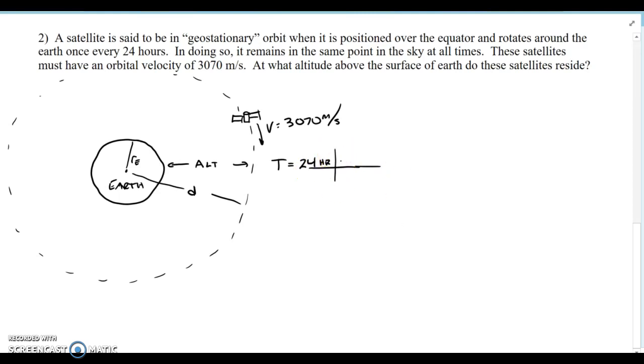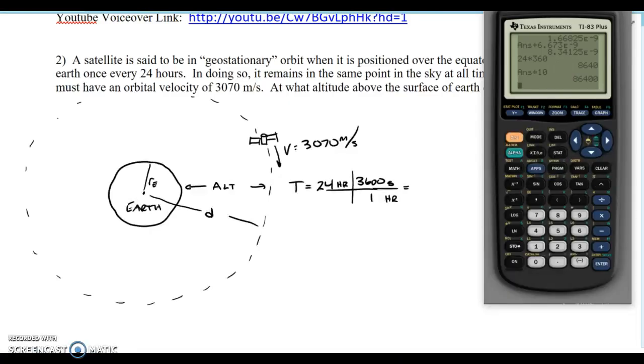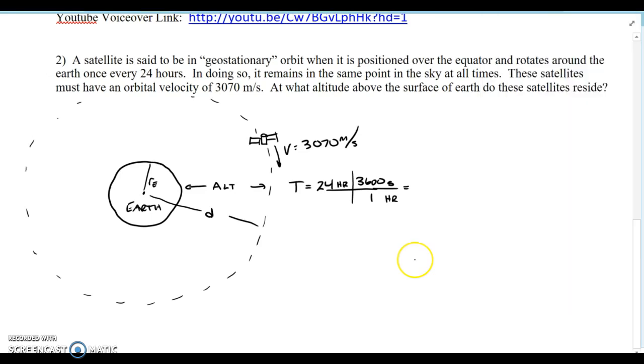So I'm going to set up a fence post. I want to cancel hours by putting it in the denominator, and I want to go to seconds. And there are 3,600 seconds in 1 hour. And so I can multiply in my calculator 24 times 3,600. As we expect, there's a lot of seconds in an hour. In 24 hours, 86,400 seconds. So that's the time for it to travel that distance.